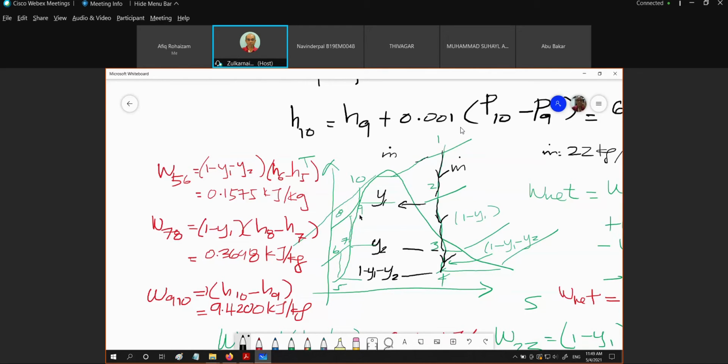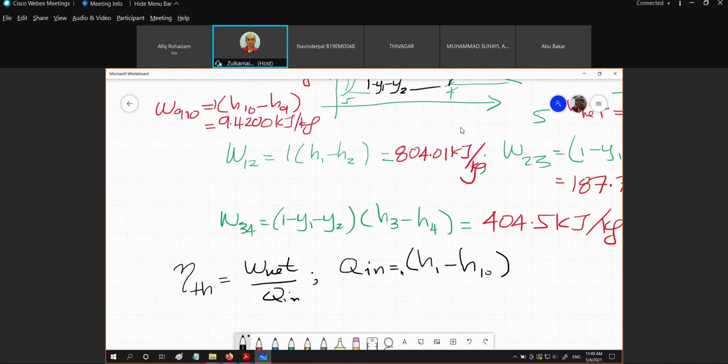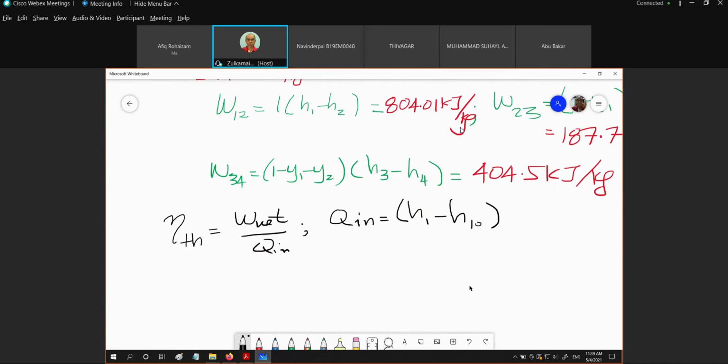But what we are going for, the energy input in terms of heat, is only from 10 to 1 at the boiler side and also at the superheater side. Therefore, the Q in is equal to H1 minus H10. And what is the fraction of flow rate right here? The fraction of flow rate is 1. So can you get your Q in?